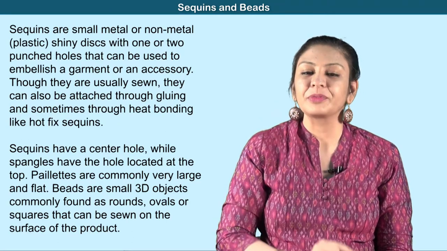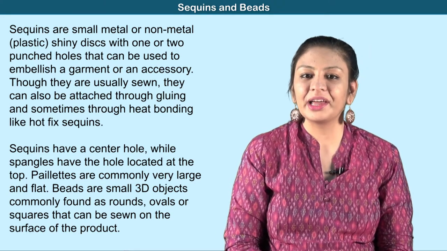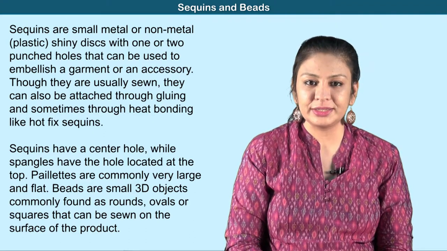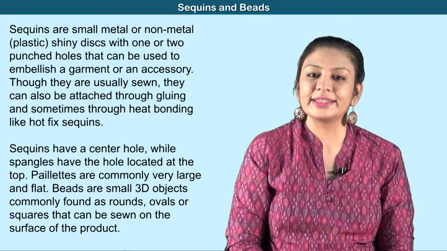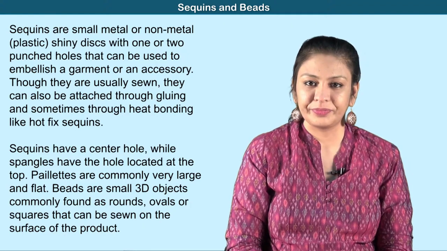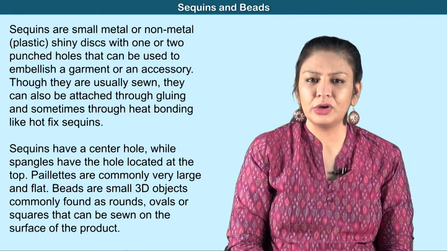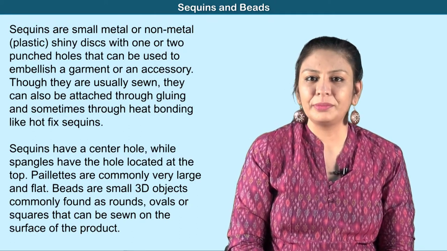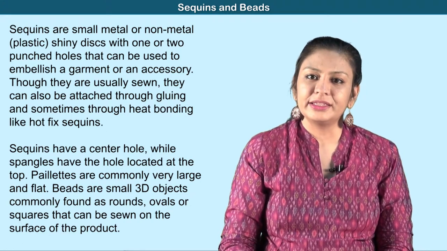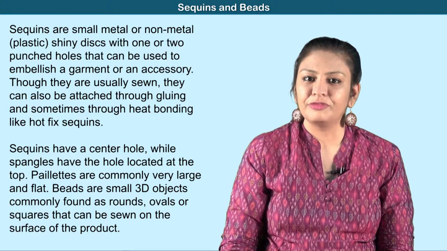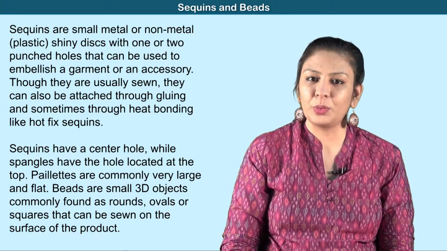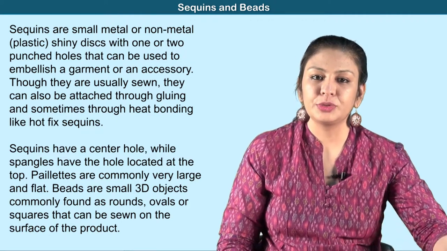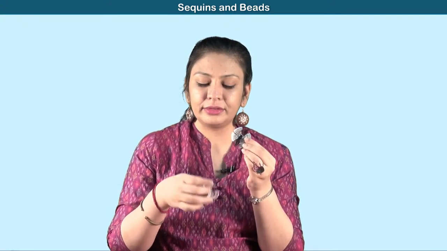Shiny discs with one or two punched holes can be used to embellish a garment or an accessory. Though they are usually sewn, they can also be attached through gluing and sometimes through heat bonding like hot fix sequins. Sequins typically have a center hole, while spangles have a hole located only on the top. Paillettes are very commonly large and flat. Beads, on the other hand, are small three-dimensional objects found commonly in the shape of round, oval, and square. They can be sewn separately onto the surface of the product. Small beaded trims such as these can also be wired and applied once the garment has been made in the finishing stage.